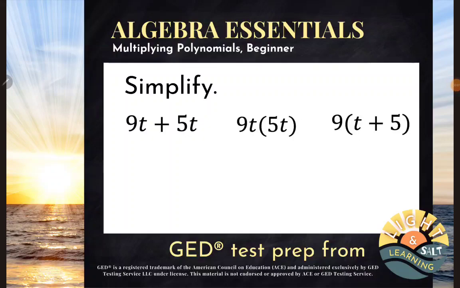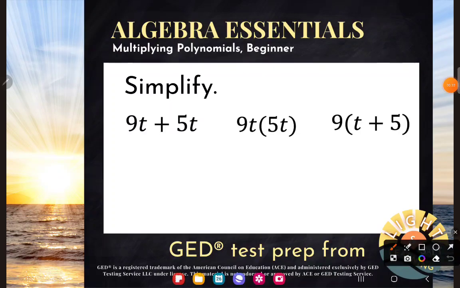Algebra students, one of the trickiest things for new and struggling students in the land of algebra is keeping the rules for multiplication straight with the rules for addition and subtraction. People tend to get them mixed up. So let's go ahead and review both of those concepts before we get to the types of problems that have both in them. So this just says simplify, and the first example says 9t plus 5t.